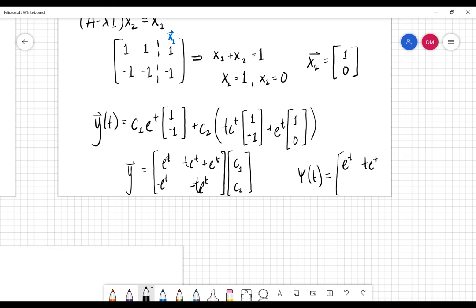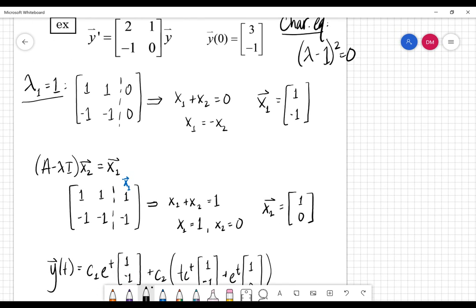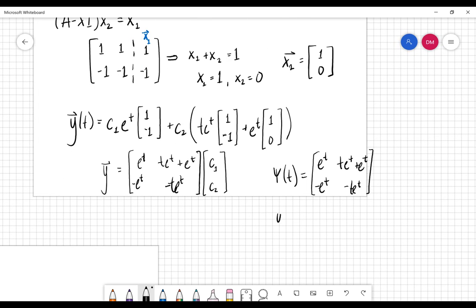Now, a lot of times too, what people like to do is factor out that common factor of e to the t. You could totally do that if you want to. But let's keep in mind too, our y of 0 is equal to 3, negative 1. So we have y of 0 is equal to 3, negative 1.